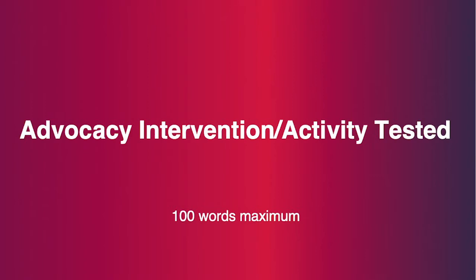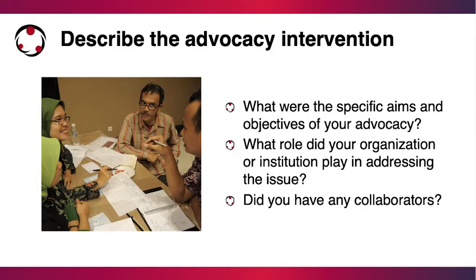Now let's look at the third main component of your abstract, the advocacy intervention section. This section should be no longer than 100 words. In this short section, you should describe the specific aims and objectives of your advocacy. It's the place where you also describe what you did, or in other words, what role your organization or institution played in addressing the issue, and if you had any other collaborators.